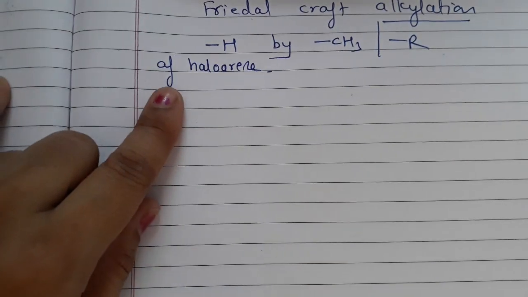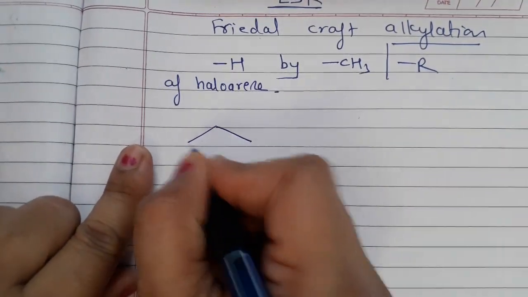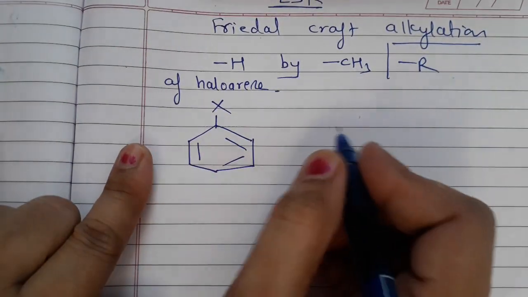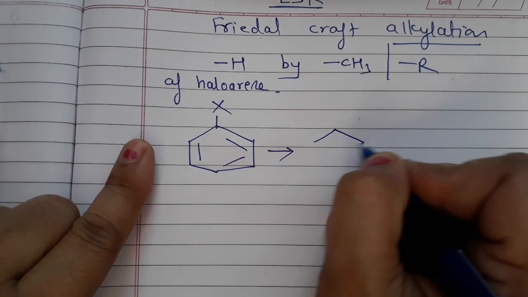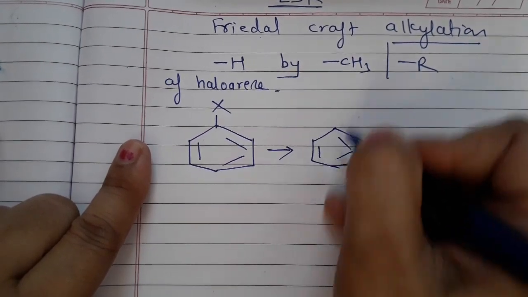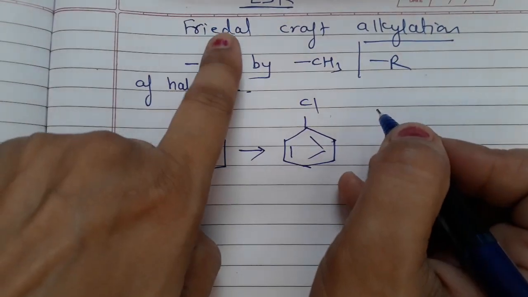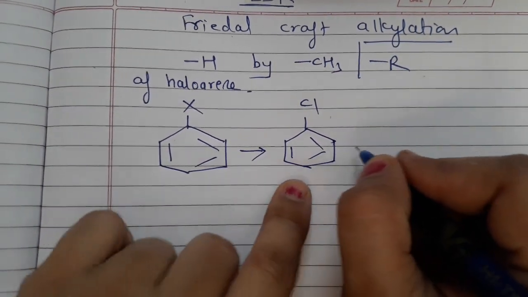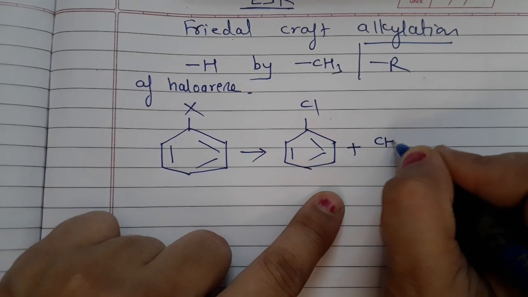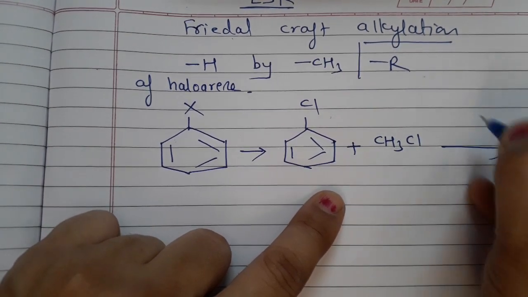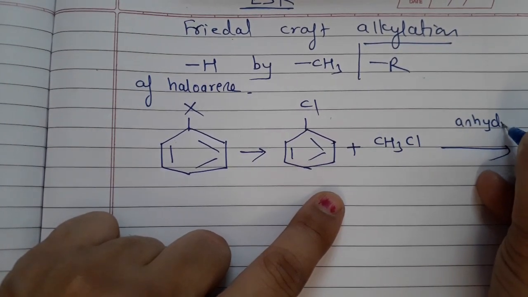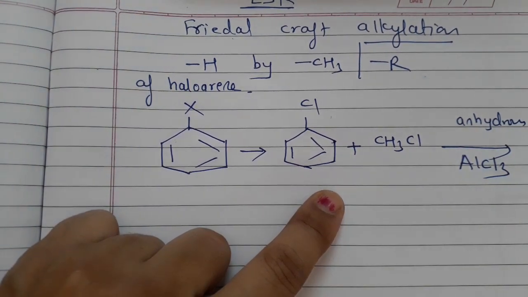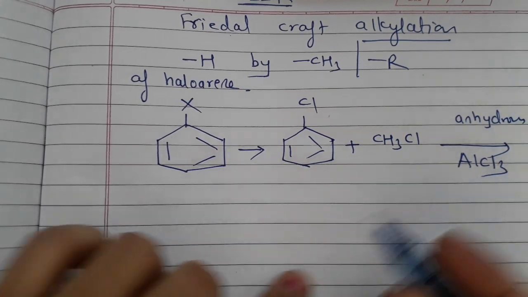Fine. So what I am doing is, I am going to draw our chlorobenzene, or I'll just put X. Or now I will just mention it is chlorobenzene. We are studying, students, Friedel-Crafts alkylation. You take this and you take an alkyl halide in presence of anhydrous aluminium chloride. The conditions you have to remember: anhydrous aluminium chloride.